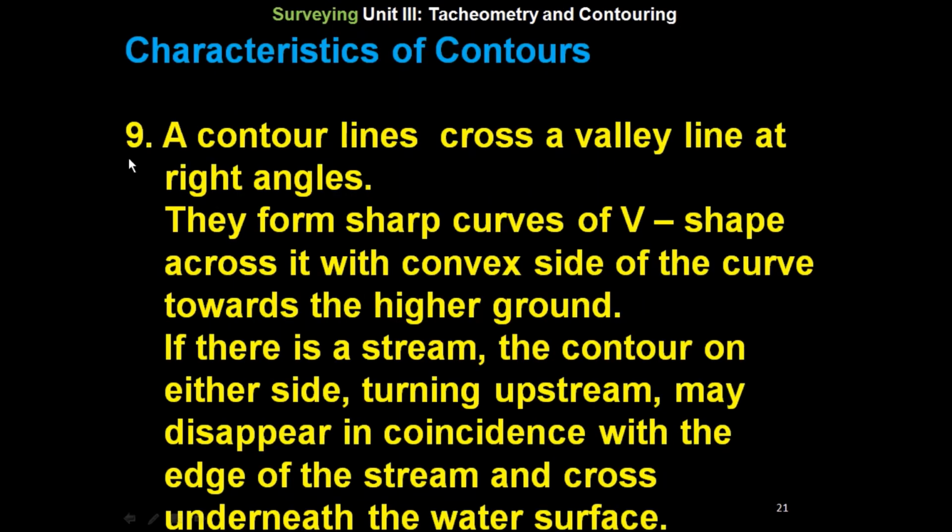Ninth characteristic, a contour line crosses a valley line at right angles. They form sharp curves of V shape across it with convex side of the curve towards the higher ground. If there is a stream, the contour on either side turning upstream may disappear in coincidence with the edge of the stream and cross underneath the water surface.